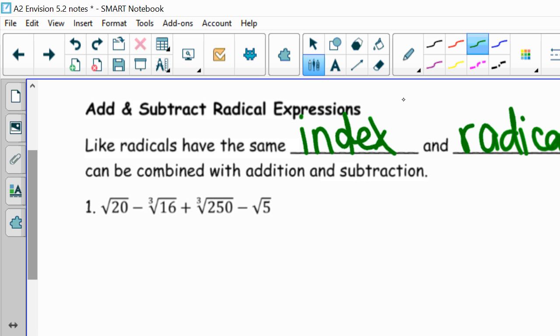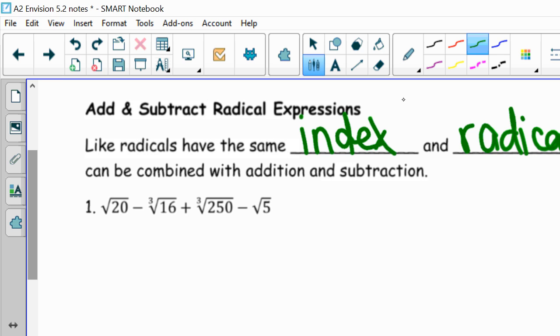Okay, so we just want to add, subtract. We want to simplify these. So I have the square root of 20 minus the cube root of 16 plus the cube root of 250 minus the square root of 5. So my index, I have a square root of 20 and a square root of 5. I cannot combine them though, even though they have the same index right now, because they don't have the same radicand. I have a 20 and I have a 5.